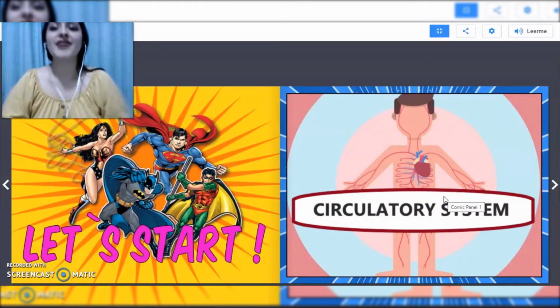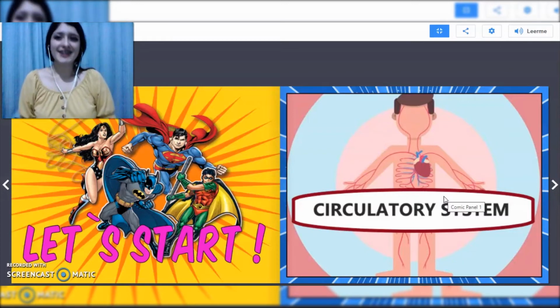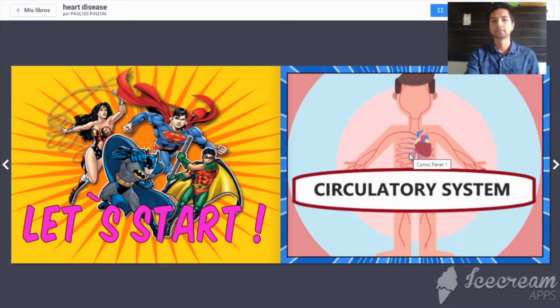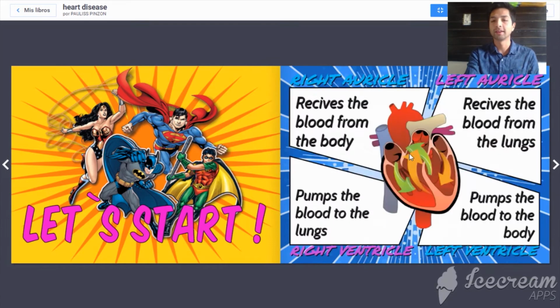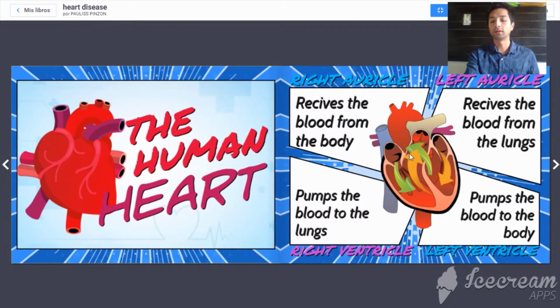Andres, what can you tell us about the circulatory system? Hi Paula, first of all, I'm so glad you have invited me. The first thing you must know about the circulatory system is that it has an engine. This engine is the heart. The heart has chambers, and these are the auricles and the ventricles.